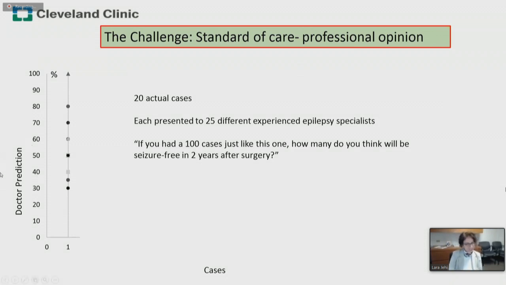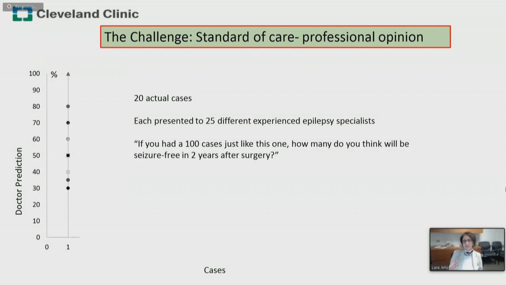And what you see here on this line, 1 is the case. This is case number 1. And here, these are the predictions that were given by each one of the doctors. This is not 20 predictions because some of them overlap, so you don't see 20 dots, but these are the predictions of the 20 physicians who saw this case. And you see that their prediction for becoming seizure-free ranged from between 30% all the way up to 80%.